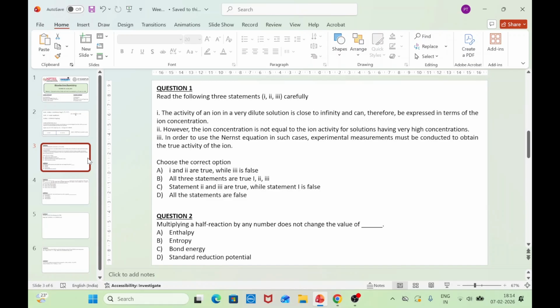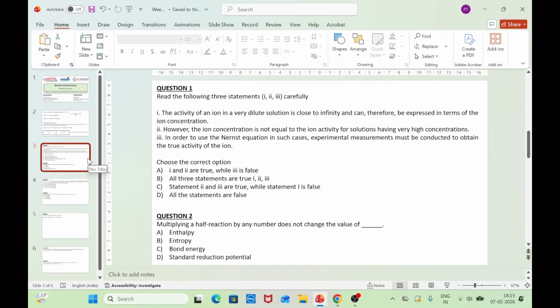So we have three statements. We are supposed to evaluate which one is true and which one is going to be false. Read the following statements 1, 2 and 3 carefully. The first statement is: activity of an ion in a very dilute solution is close to infinity and can therefore be expressed in terms of ion concentration.